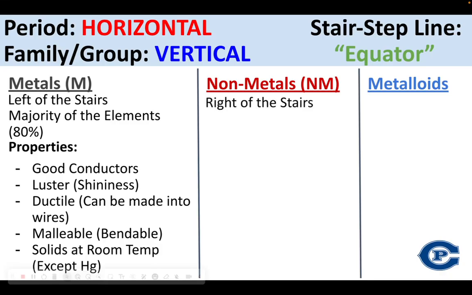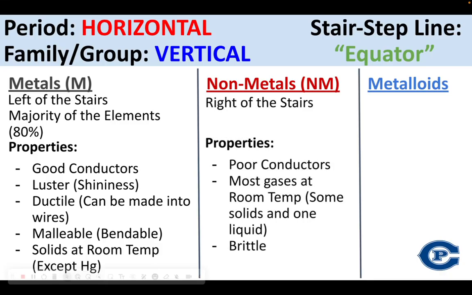Nonmetals are going to be to the right of the stair steps, and the properties of a nonmetal are going to be opposite of metals. They're poor conductors, and most of them are gases at room temp. There are some solids, and there's one liquid. If you look at your periodic table, you can find which one is the blue lettering. Take a moment to look. This element is bromine. It's also important to note that most of our nonmetals are brittle.